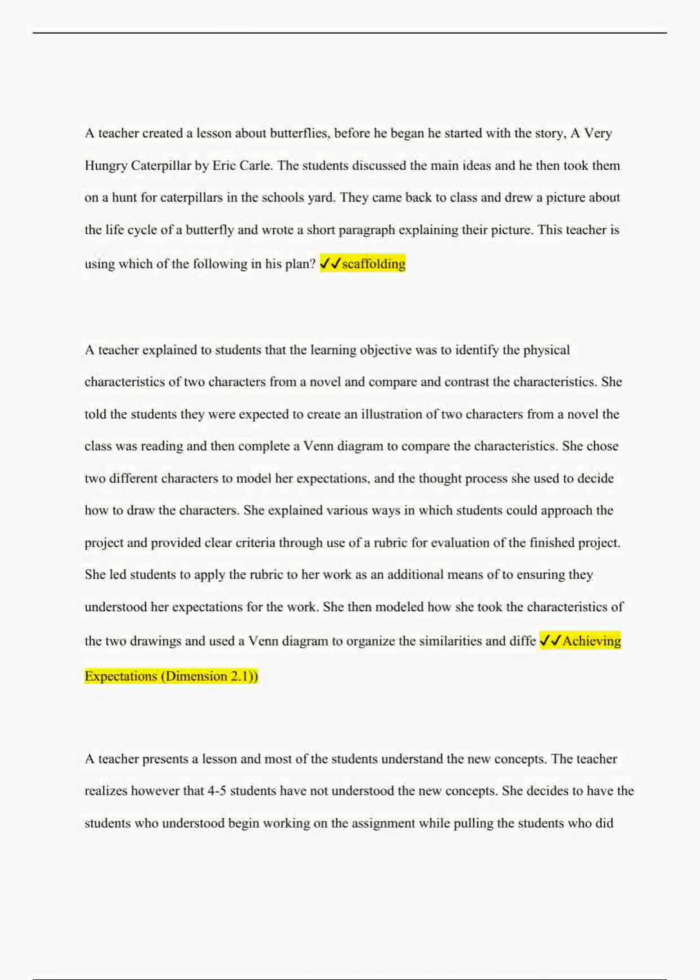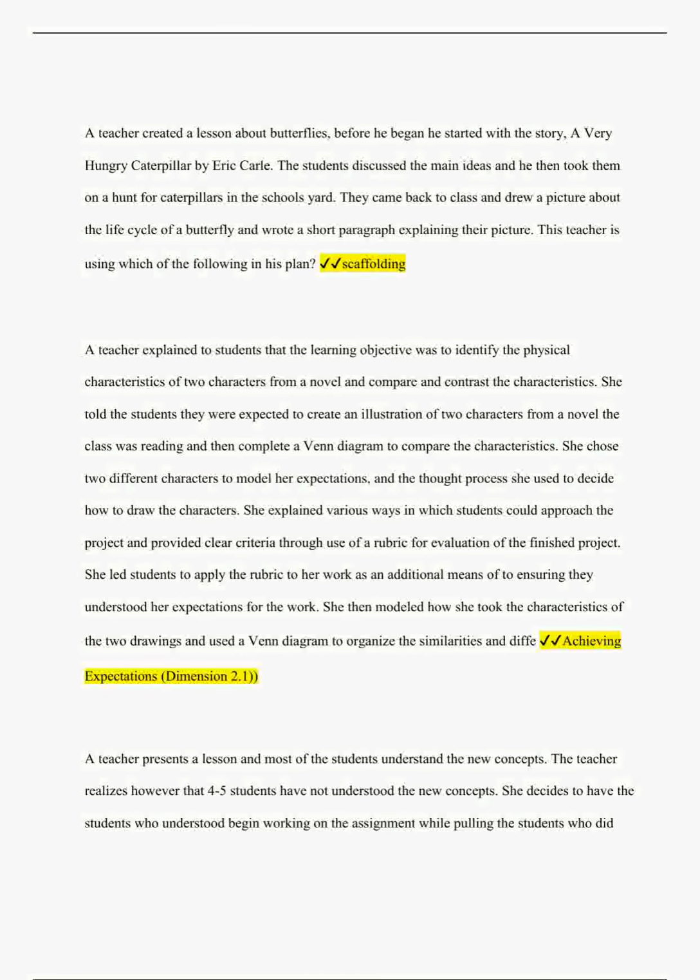A teacher explained to students that the learning objective was to identify the physical characteristics of two characters from a novel and compare and contrast the characteristics. She told the students they were expected to create an illustration of two characters from a novel the class was reading and then complete a Venn diagram to compare the characteristics.